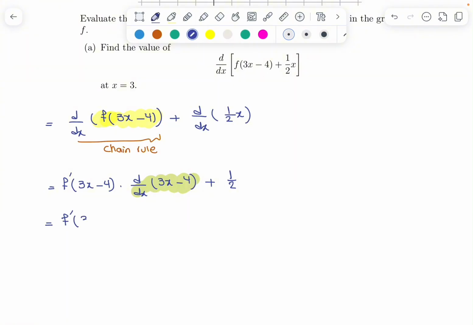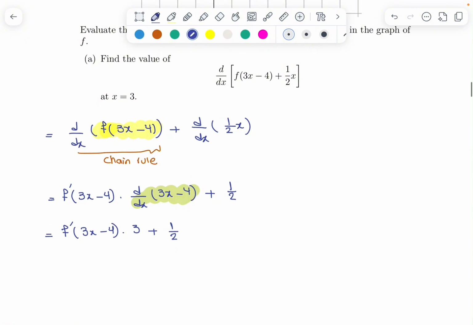So you have f prime of 3x minus 4. The derivative of 3x minus 4, using the difference rule, would be the derivative of 3x, which is 3, minus the derivative of 4, which is 0. Therefore, it would be 3 plus 1/2. So now, in this step, you need to evaluate the derivative of this function at 3. You need to evaluate this one at 3.